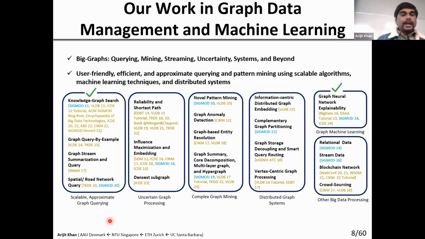Okay, but before I start, this is also another way of discussing or categorizing the work that we do.